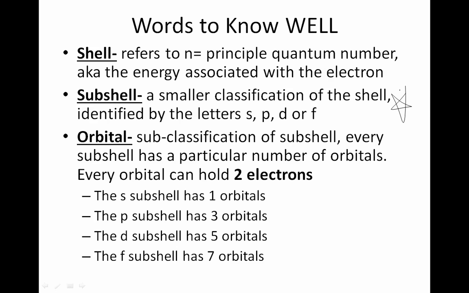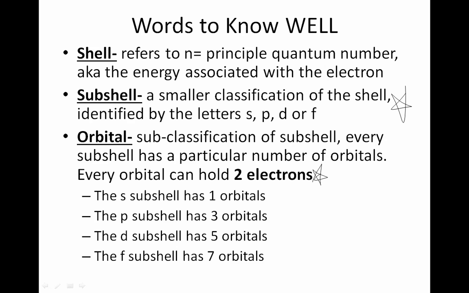So this is a slide that I hope breaks down what I just said word for word. A shell refers to your principal quantum number, aka how far it is from the nucleus, how much energy is associated with the electron. Then the subshell is a small classification of the shell. So think about the S, the P, the D, and the F existing within every single N. If you've got an energy level of N, you also have subshells within N. Further subclassifications of subshells are called orbitals, and every orbital can only hold 2 electrons. The whole idea behind this classification system is figuring out where all of our electrons are.